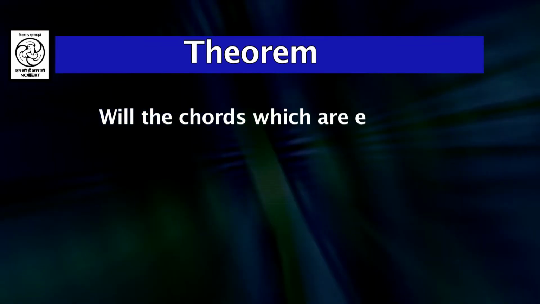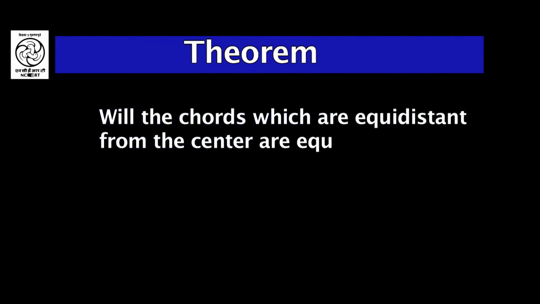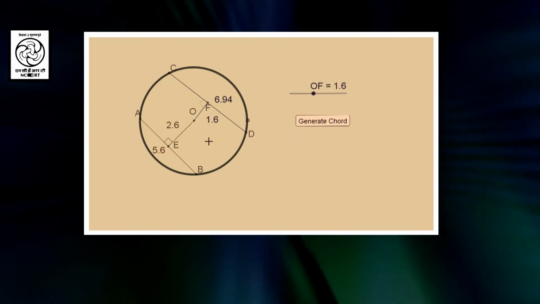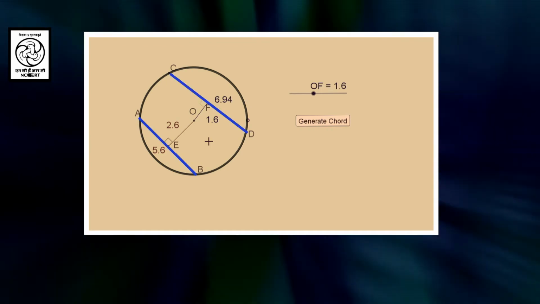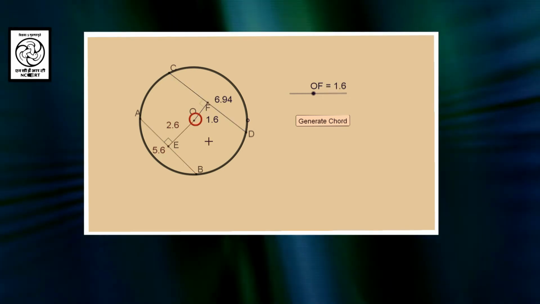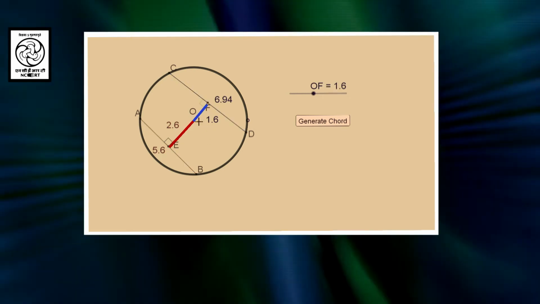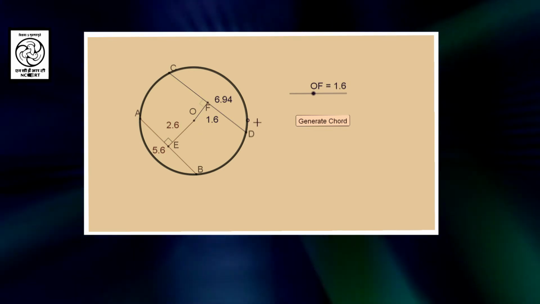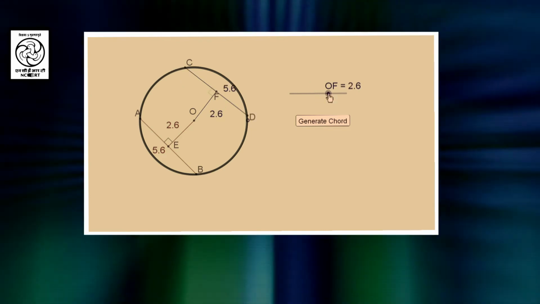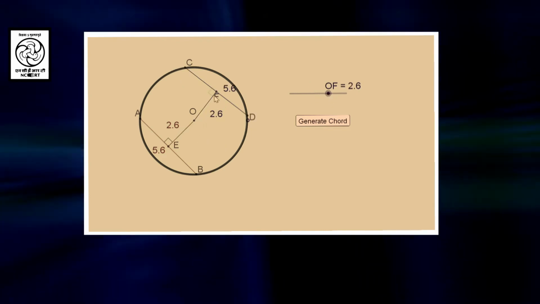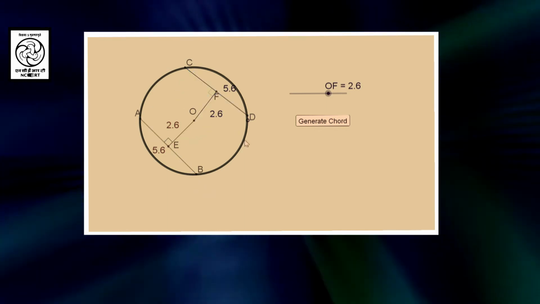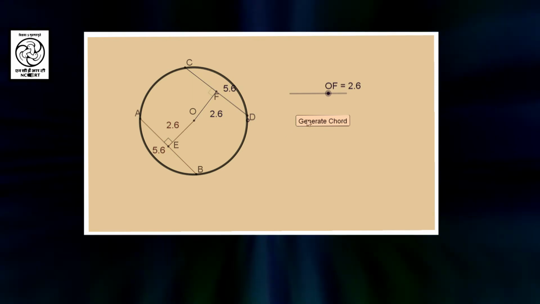Now, will the chords which are equidistant from the center be equal? Let us verify this fact also. So, here we have two chords AB and CD. The lengths are different and the distances from the center are also different. Let us try and make OF equal to OE, and let us see what happens to the chord CD. So, you can see that now the lengths of both OF and OE are 2.6, and the chords AB and CD are also equal. Let us try one more time.